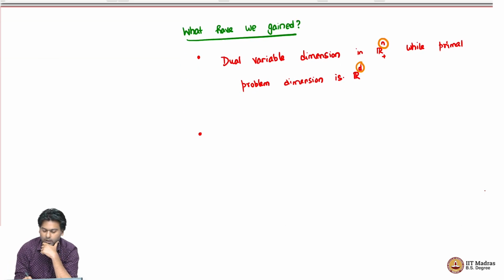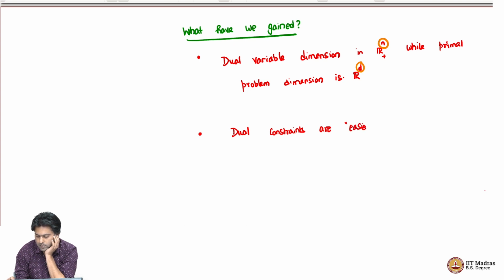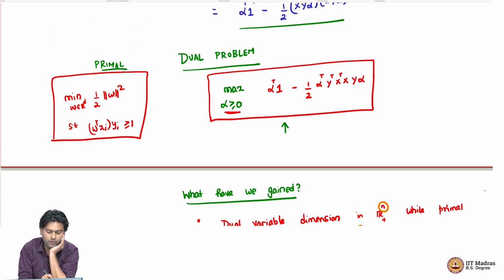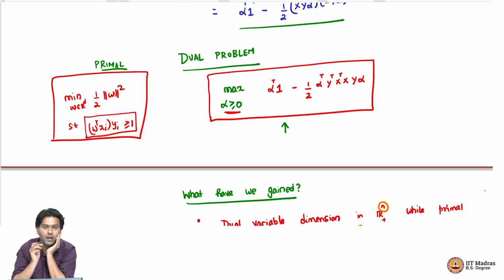First point. The second point is that dual constraints are easier in some sense. What do I mean by that? Here, if you are solving the primal problem, you have to search for a w which satisfies these constraints, and there are n such constraints where w transpose xi yi has to be greater than or equal to 1. These are linear constraints, but still these might be slightly more complicated constraints, especially when you're doing projections onto the space that satisfies these constraints and so on.